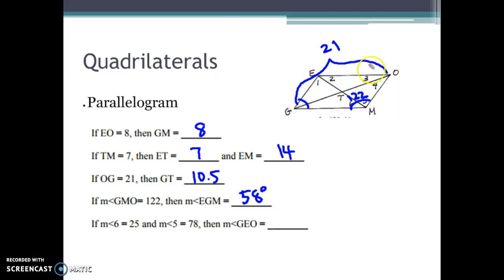Alright, I'm going to erase again. And the last question says if the measure of angle 6 down here is 25, and the measure of angle 5 is 78, I want to know what the measure of GEO is, so this whole angle up here. Well, again, E and M, they're opposite each other. With a parallelogram, opposite angles are congruent. So 75 plus 28 gives us 103. So that means angle E must also be 103.